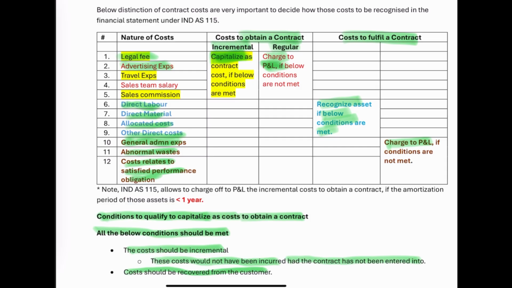Okay, and one more note, Ind AS 115 allows you to charge off to P&L even though it is an incremental cost to obtain a contract if the amortization period is less than 1 year. So generally you will capitalize if the amortization period is more than 1 year. Otherwise it should be charged to P&L even though it is an incremental cost.